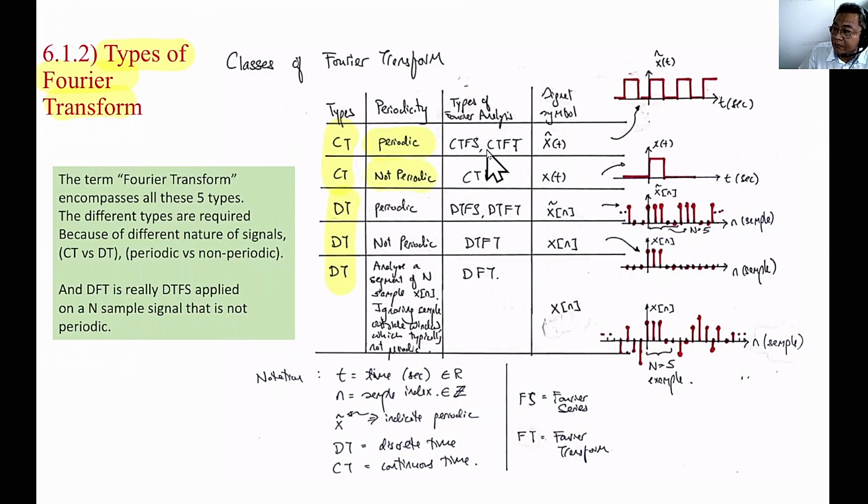CTFS is continuous time Fourier series. CTFT is continuous time Fourier transform. Both these approaches can be used to deal with continuous time signal. However, only CTFT can be used to deal with aperiodic signal.